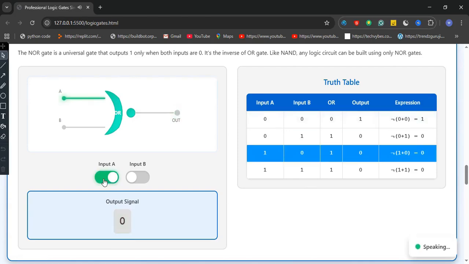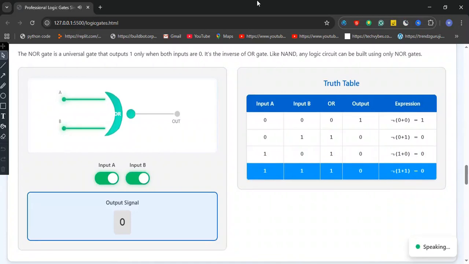NOR gate input A is set to high. At least one input is high, so NOR gate output is low. NOR gate input B set to high. At least one input is high, so NOR gate output is low.